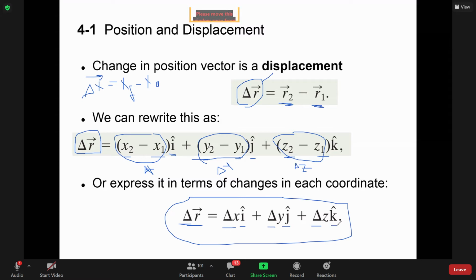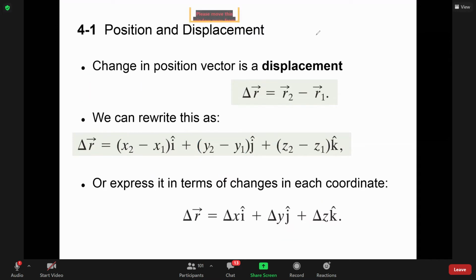Now I can represent my displacement in 3 dimensions, which means the difference between the 2 points I decided to use as initial and final. The difference between them is the displacement between the 2 points.